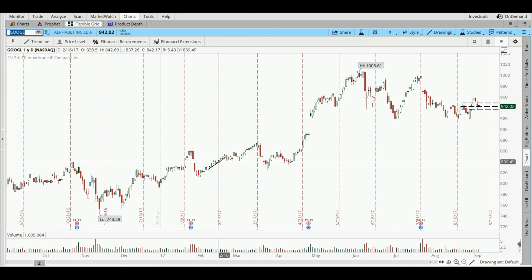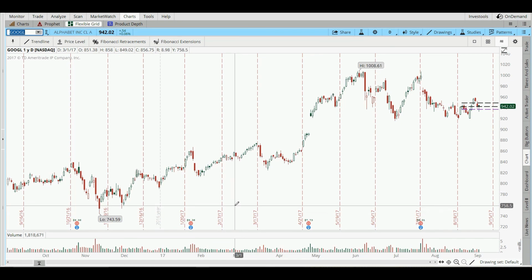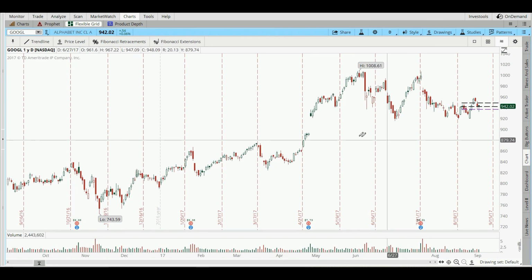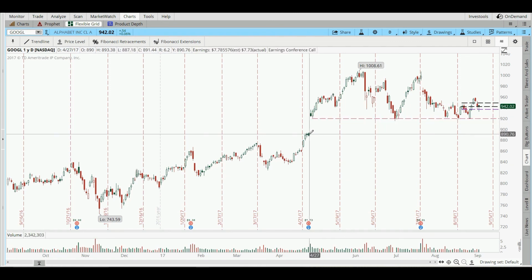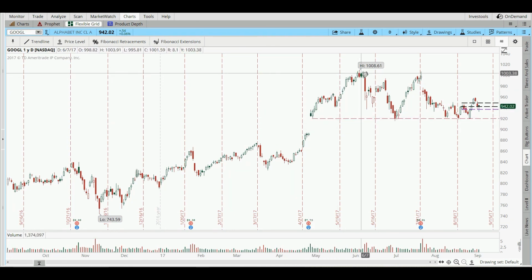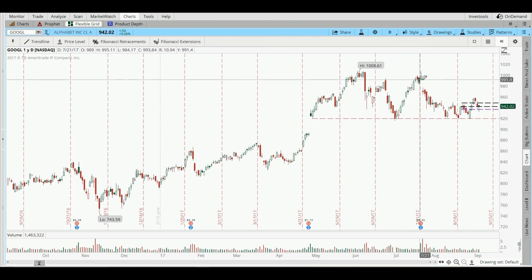Let's see what Google's doing. Take a look at Google and see if you can determine where there are some areas of horizontal support and areas of upward sloping support. So right off the bat, you should see, hey, this right here is an area of support. Price could not move lower. Price gapped up, hit a new high. When it fell back down, it bounced right back up. And every time it touches this area, it bounces up. That's a horizontal support level.